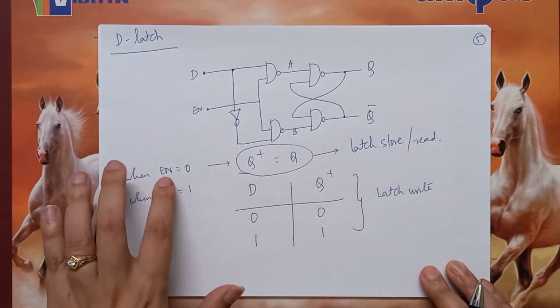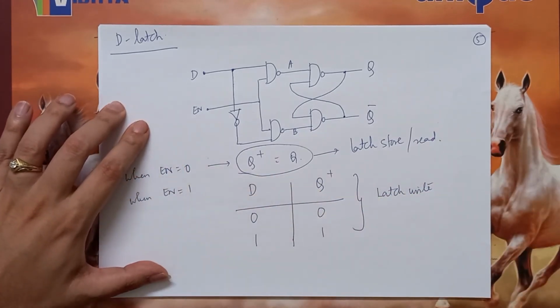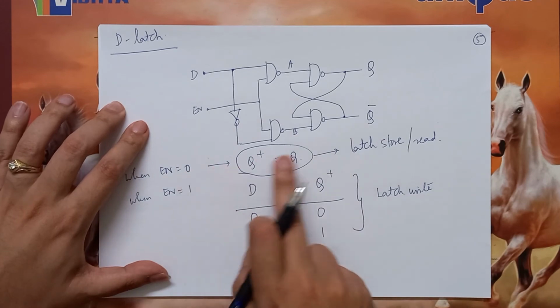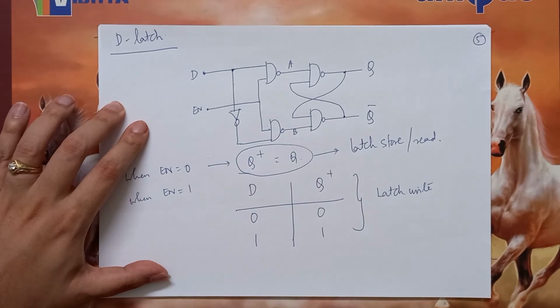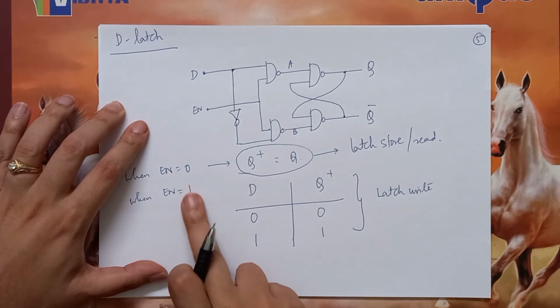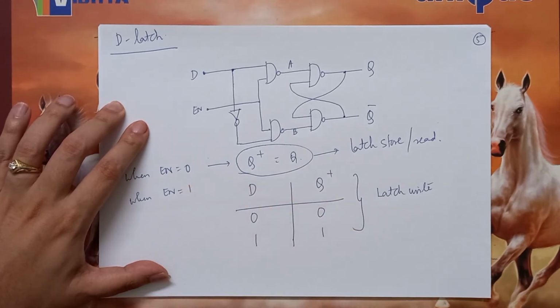So the enable is now used as a unique identifier. When enable is 0, the next state is the present state, which can be used to read this memory element. But when enable is equal to 1, you can write new values to this latch, and that value can be given through D. This is one advantage.